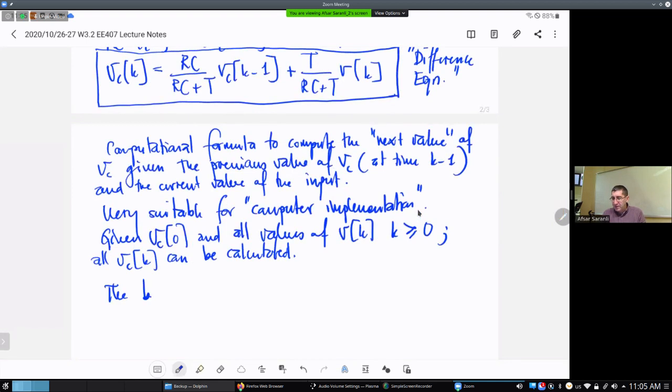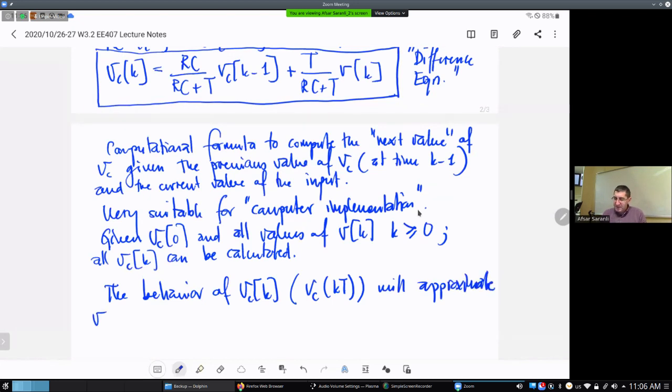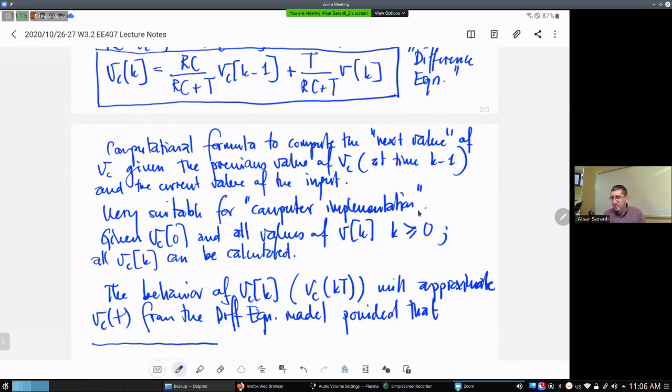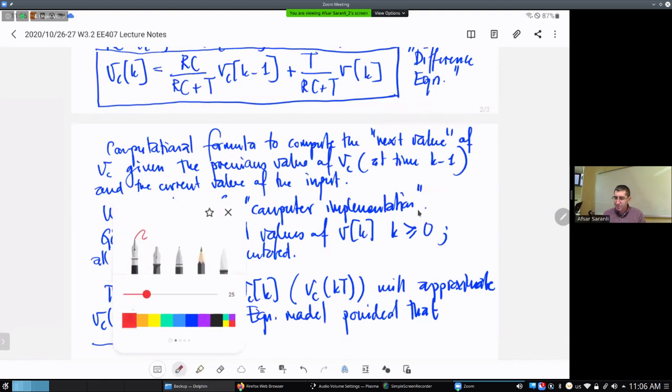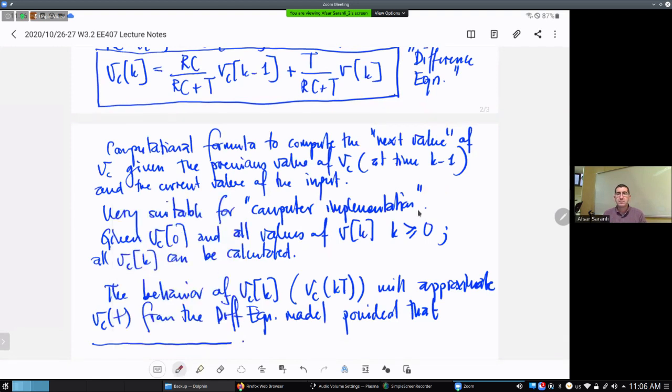Now the behavior of Vc at time k, or the Vc at times kT in continuous time, will approximate Vc of t from the differential equation model, provided that... and you guys fill in the rest. Can somebody tell me what I have already said and what I need to write here? Are you guys still with me? Yes. Who is speaking? This is Özgür.